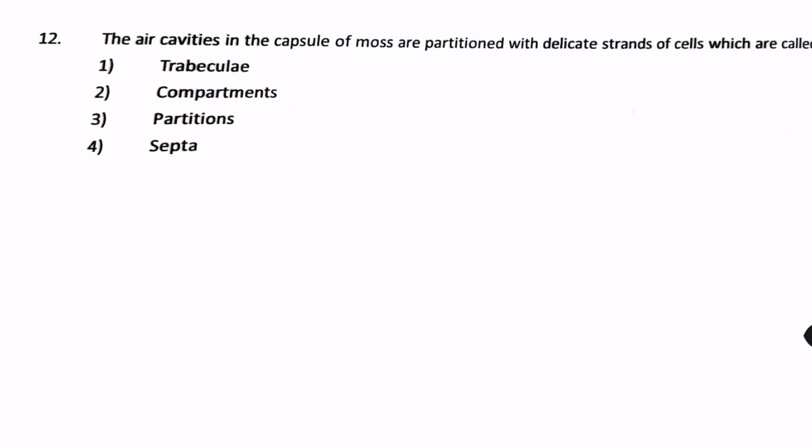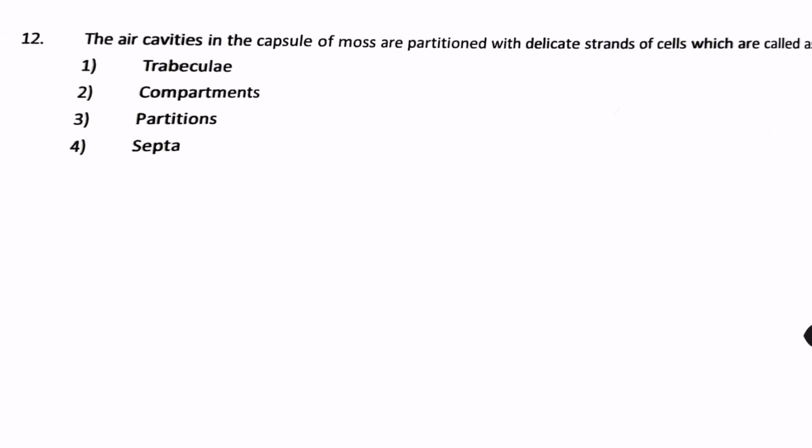Next question, the air cavities in the capsule of the moss are partitioned with delicate strands of cells which are called what? Trabeculae, compartment, partition and septa. Compartment, partition, septa are not terms we use in bryophytes, and trabeculae is a very important term, and the whole definition is given in the question itself. That term is known as the trabeculae, and the answer is 1.